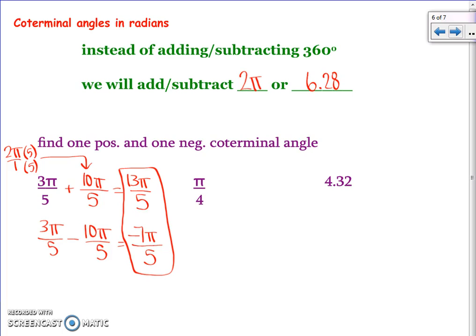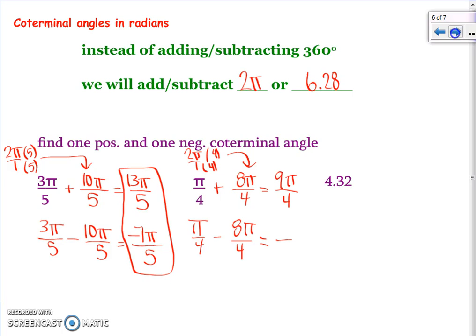All right, this one, we would need a common denominator, so we have 2 pi over 1, but we need a common denominator with 4. So we just multiply by 4. So we are adding what number? This fraction is what? 8 pi over 4. And then we have pi over 4 minus our 2 pi, which we changed to have a common denominator. What do we have for our numbers? 9 pi over 4 and negative 7 pi over 4. So we have one coterminal angle that's positive and one that is negative.